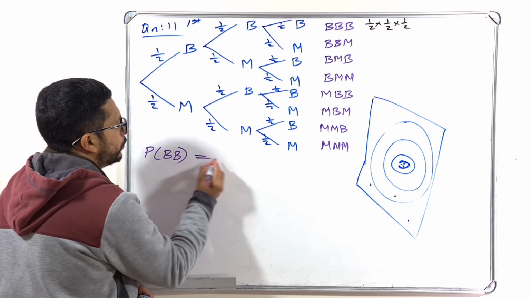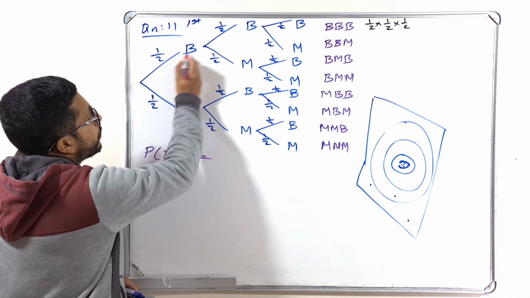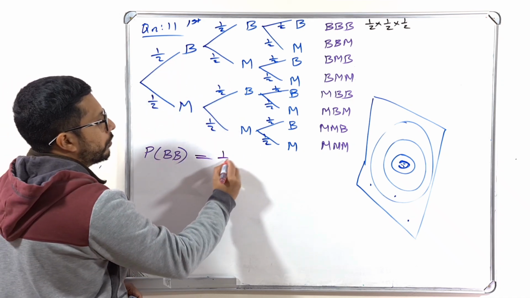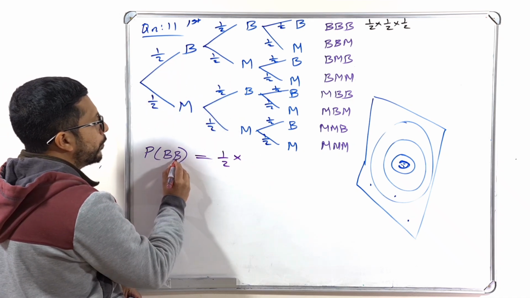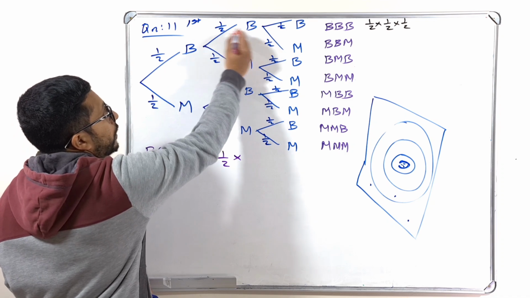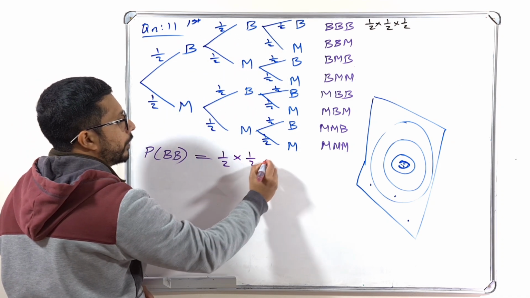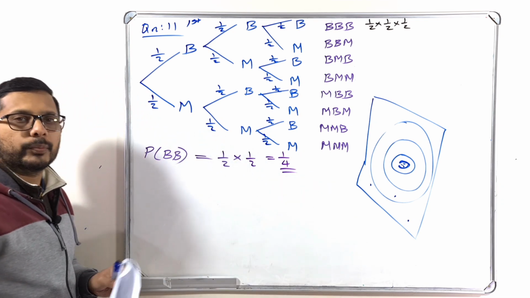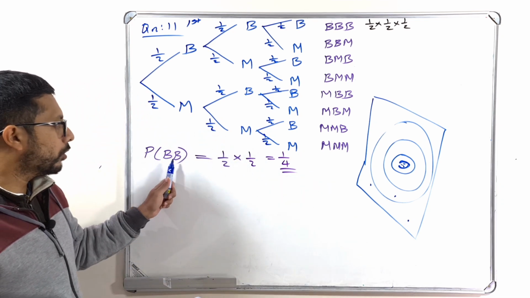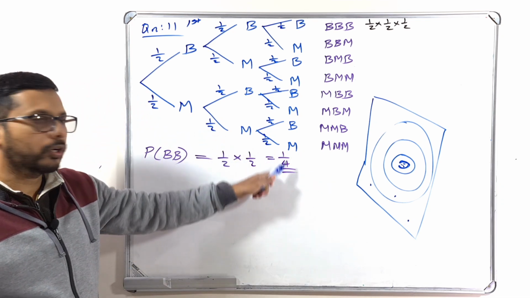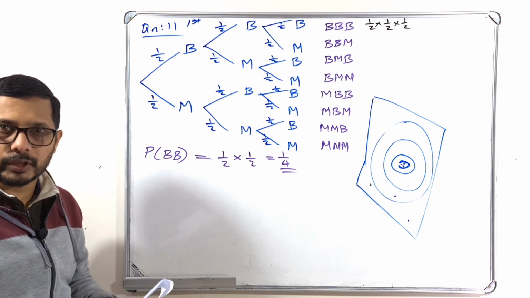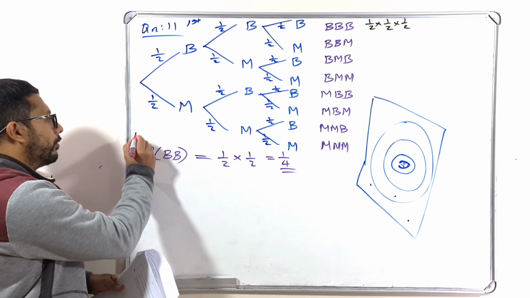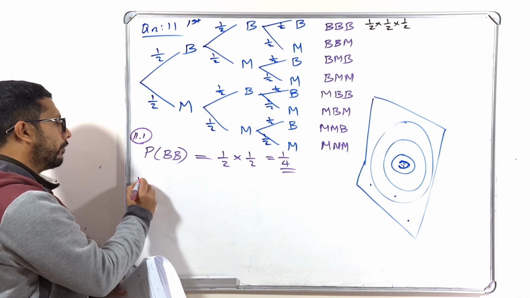So what do you want to do? What is the probability of hitting the first bullseye? 1/2. So 1/2 times the second bullseye probability, another 1/2. So what is the answer? 1/2 times 1/2 is 1/4. That means the probability of hitting both on the bullseye is 1/4. That is 0.25. That is 11.1. Now what is 11.2?